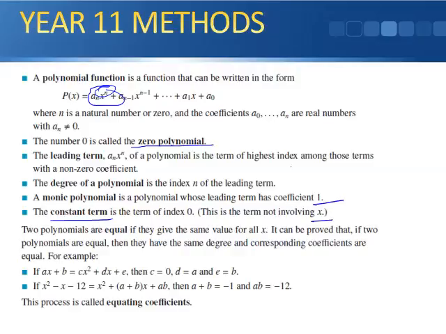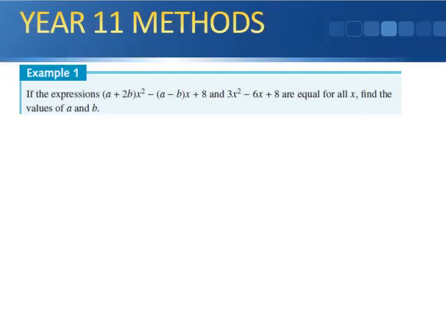Two polynomials are equal if they have the same value for all x. It can be proved that if two polynomials are equal, then they have the same degree and corresponding coefficients are equal. And here's some examples. So if ax plus b equals cx squared plus dx plus e, then c must equal 0, d is a, and e is b. This process is called equating coefficients, and we use that to help us solve.